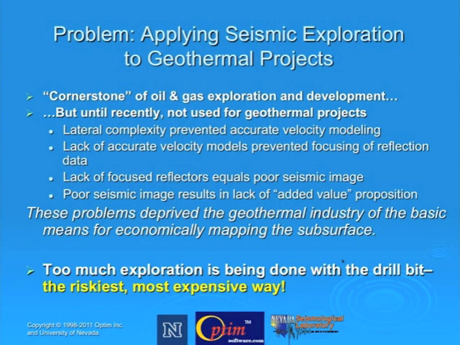Okay, now why was that? A lot of lateral complexity of the Earth prevented accurate modeling of velocities, and then in turn, the lack of accurate velocity information and models prevented focusing of the reflection data. And without well-focused reflection images, we didn't have seismic images that we could actually interpret. And so, without an adequate seismic image that's interpretable, then there's no added value in doing the seismic reflection work.